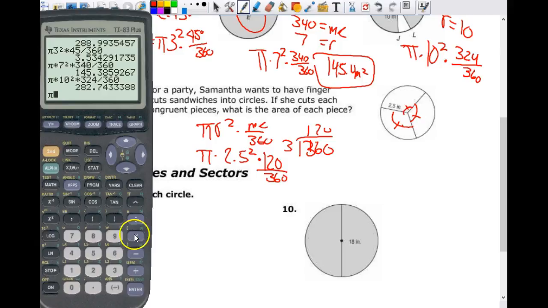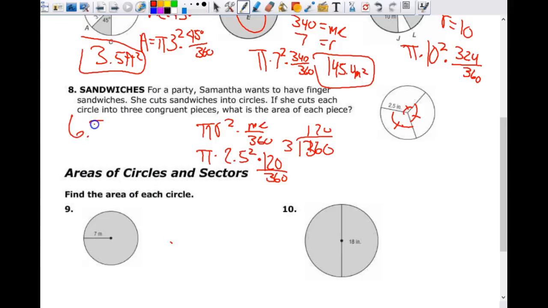Pi times 2.5 squared times 120 divided by 360. And we get 6.5 inches squared. Okay, that's actually the hardest way to do this problem. There's a much easier way if you think about this for more than a second.